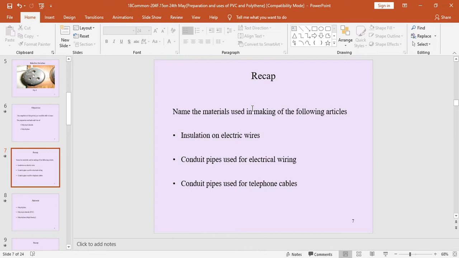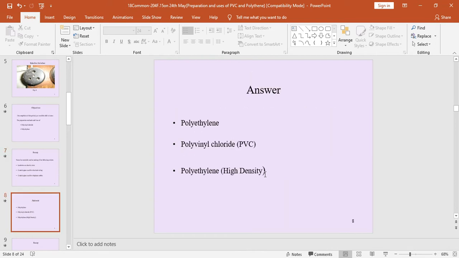Insulation on electric wires, conduit pipes used for electrical wiring, conduit pipes used for telephone cables. Already you know all these things. These are materials used in making the following articles, right? Insulation on electric wires, and also pipes for electrical wiring and pipes used for telephone cables, all are prepared from plastics or polymers. So these are examples of plastics, right?